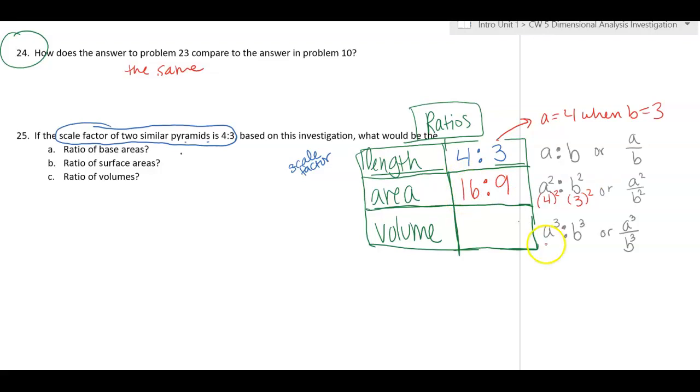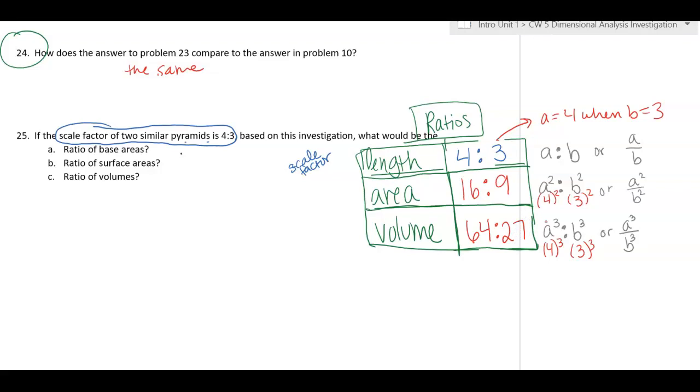And then for volume, I can do the same thing. The A is a 4 in this problem, and the B is a 3. So I can think about this as being 64 to 27. Is that okay? All right, now I'm going to go answer the questions.